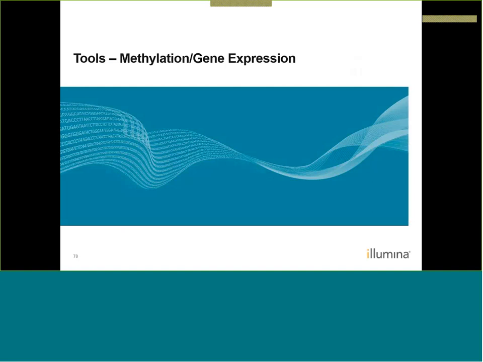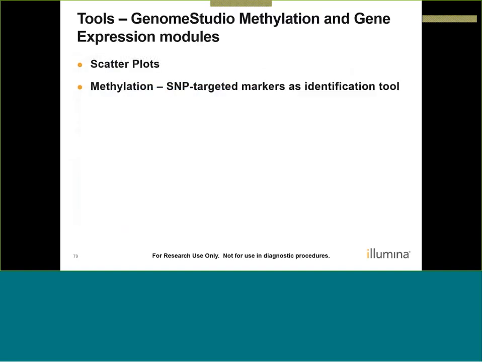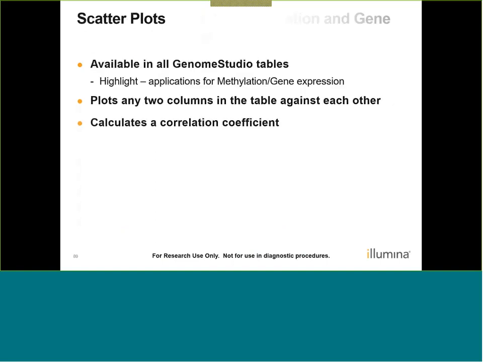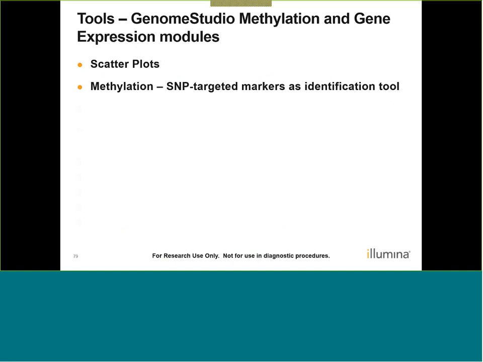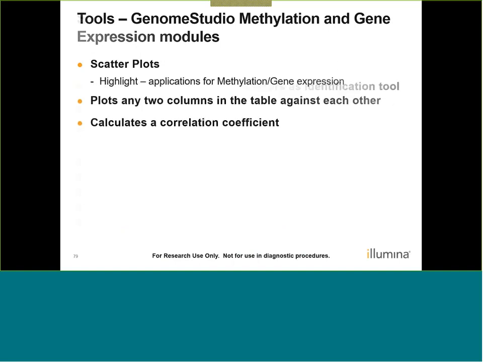So let's take a look at scatter plot tools. Now the example I'm going to give is a gene expression project, but the same applies to the GenomeStudio Methylation module. And we're going to look at scatter plots, and if we have time, we'll look at the SNP targeted markers. We are running a little bit longer than I expected, but let's take a look at the scatter plots.